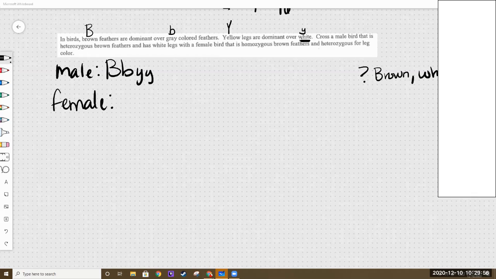So homozygous for brown feathers. Brown feathers are big B. Remember, homozygous means the same, right? So brown is big B, so we should have capital. Do you see that, Fernando? Okay, and then it's heterozygous for light color. So with the Y's, what should it be? Exactly, thank you, Lori. So big Y, little y.